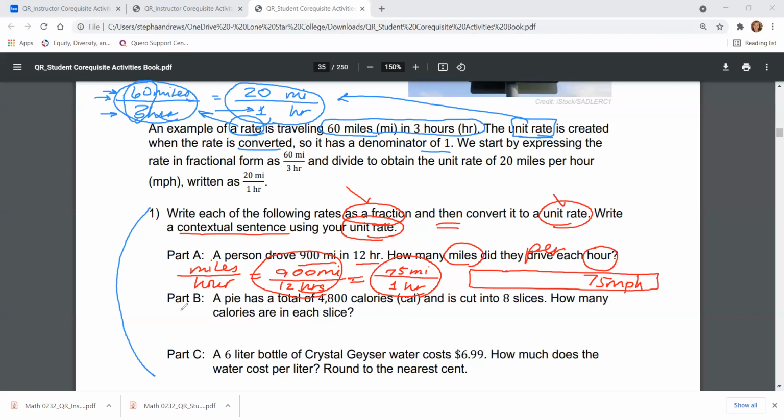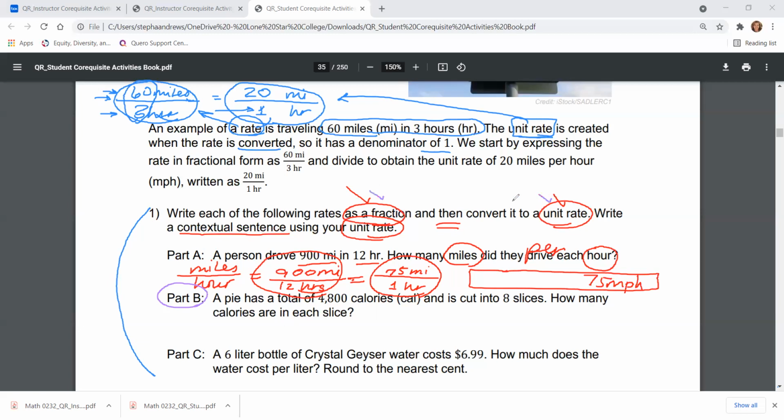We're going to move on, except what I'd like you to do is to pause the recording. I'd like you to do part B by yourself and then come back and check to see if you and I match, if there's a mistake on my side or a mistake on your side, and help to figure out what's going on.